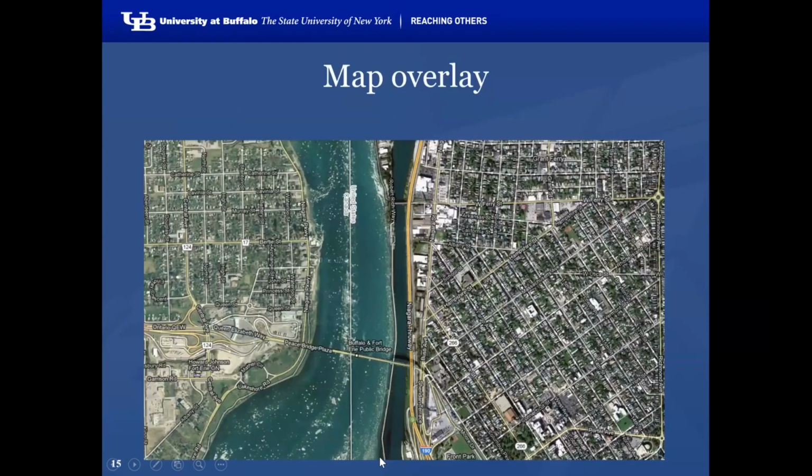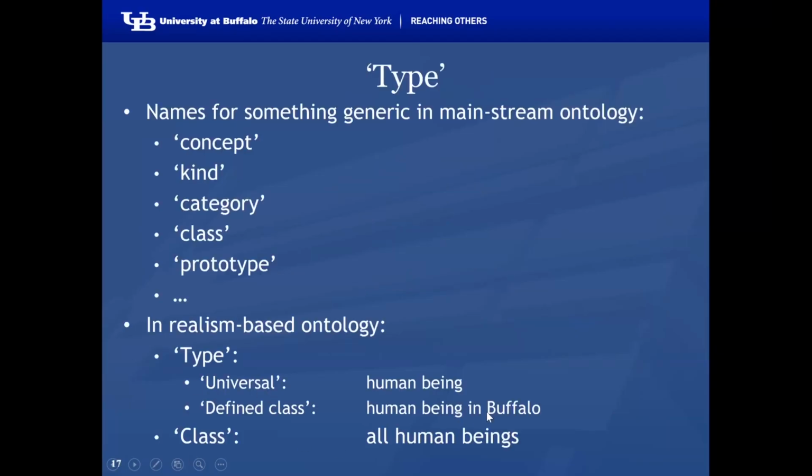When we use class, we mean an extension of a universal or a defined class. For instance, all human beings, the collection of all individual human beings. And that is not the same thing as the universal human being.